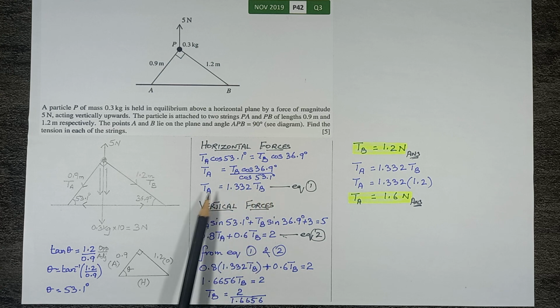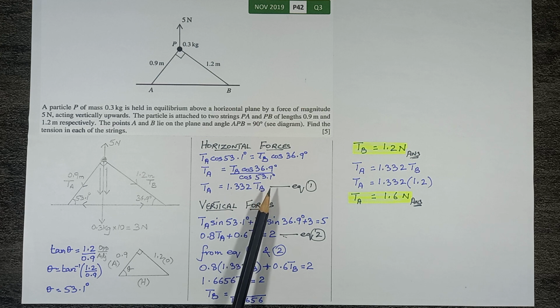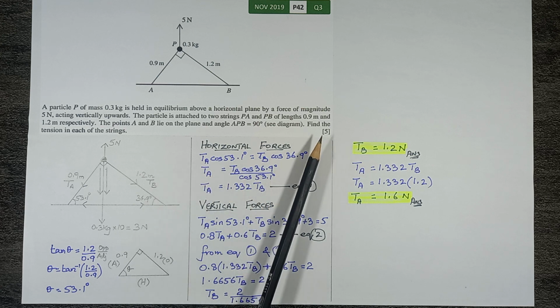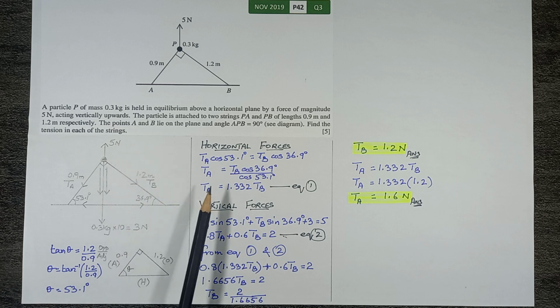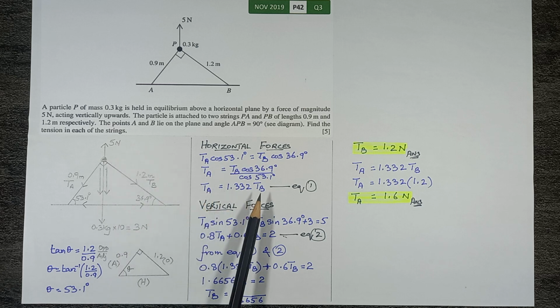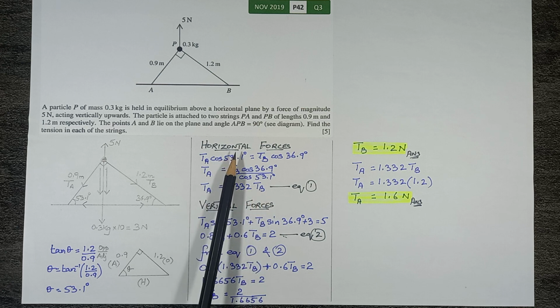So we have an equation in terms of TA and TB, because our target from the question, it says that find the tension in each of the strings. So our target is to get the value of this TA and TB. So this was the equation from the horizontal forces. We will create one more equation from the vertical forces.